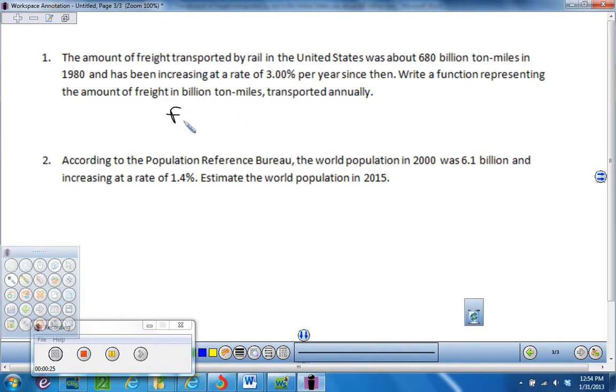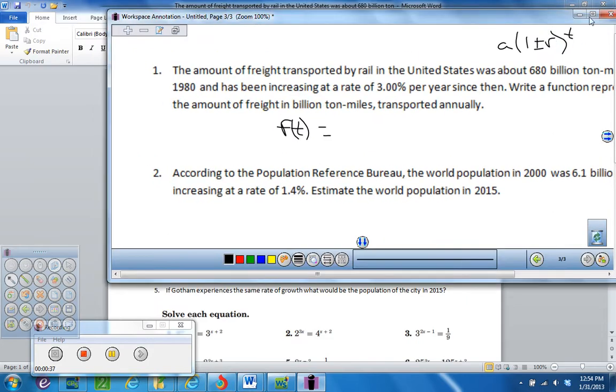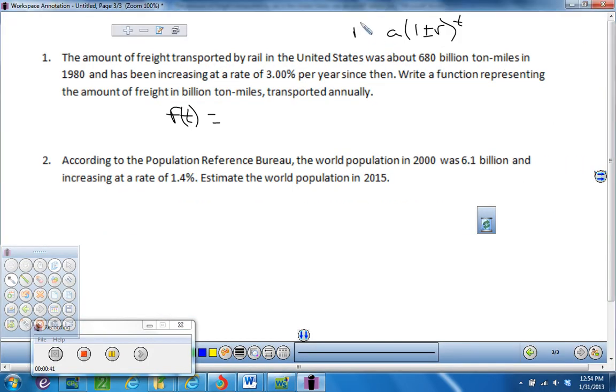So let's say in terms of t. So f of t is equal to, now remember our general form is a times 1 plus the rate, and then we have a variable up here. So I'm going to use t since we're talking about time. Alright, now we started out with 680 billion, so that's going to be our a value.